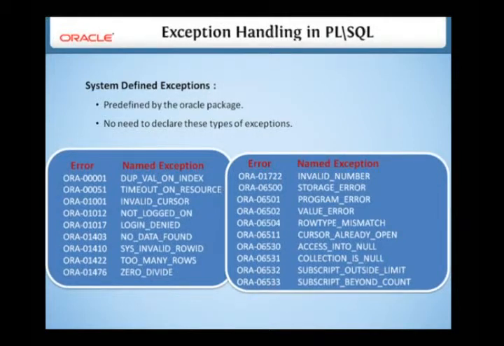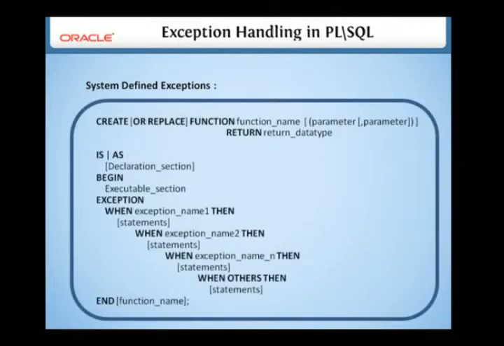Here you can find the errors with their numbers. These error numbers are displayed when Oracle encounters any of these errors. We can handle these exceptions in our program by calling the error number of the exception. Here is the syntax of using the system-defined exceptions in a function. Take a look at this function syntax.